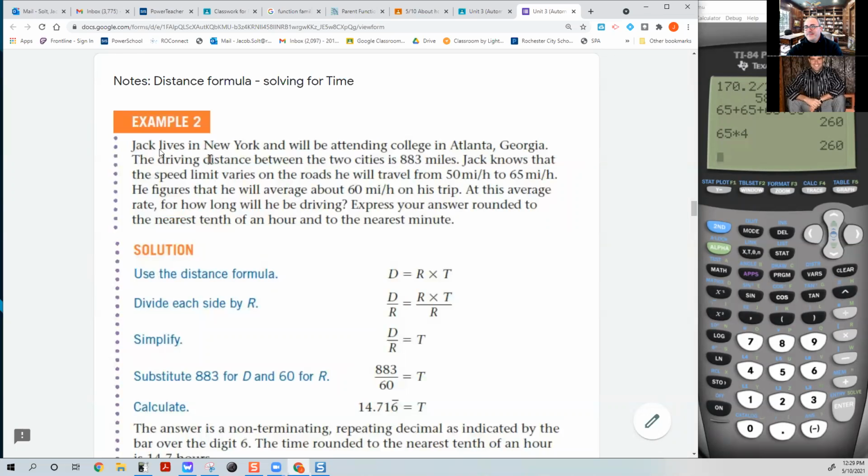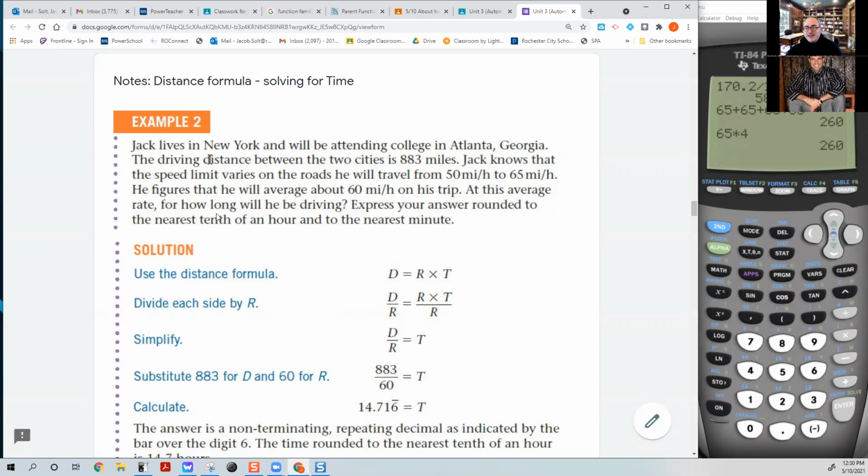All right. Example 2. Jack lives in New York and will be attending college in Atlanta, Georgia. The driving distance between the two cities is 883 miles. Jack knows that the speed limit varies on roads that he will travel from 50 to 65 miles per hour. He figures that he will average about 60 miles per hour on his trips. That's his average estimated speed. At this average rate, how long will he be driving? Express your answer rounded to the nearest tenth of an hour and to the nearest minute.